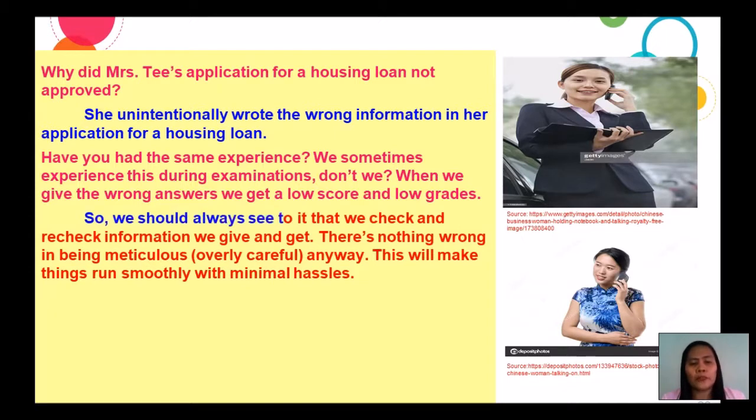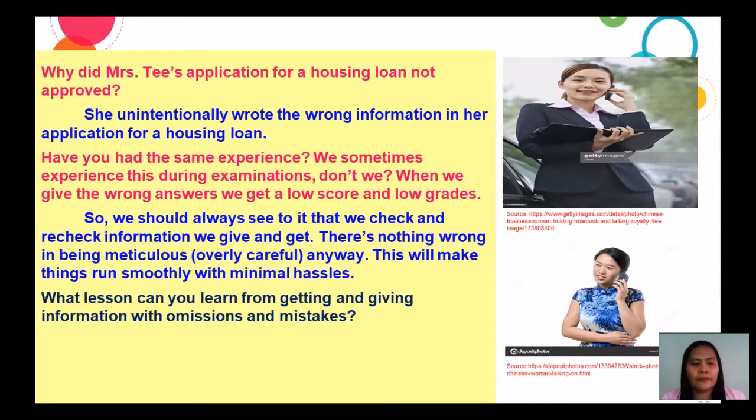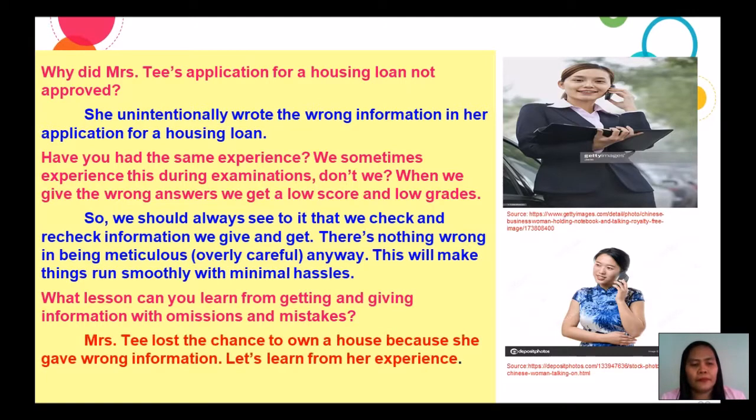So, we should always see to it that we check and recheck information we give and get. There's nothing wrong in being meticulous or overly careful anyway. This will make things run smoothly with minimal hassles. What lesson can you learn from getting and giving information with omissions and mistakes? Mrs. T lost the chance to own a house because she gave wrong information. Let's learn from her experience.